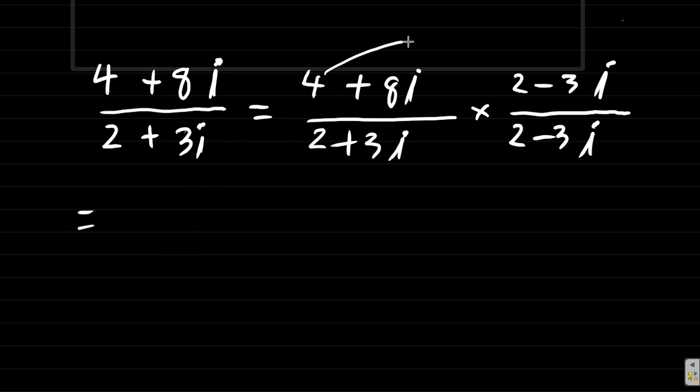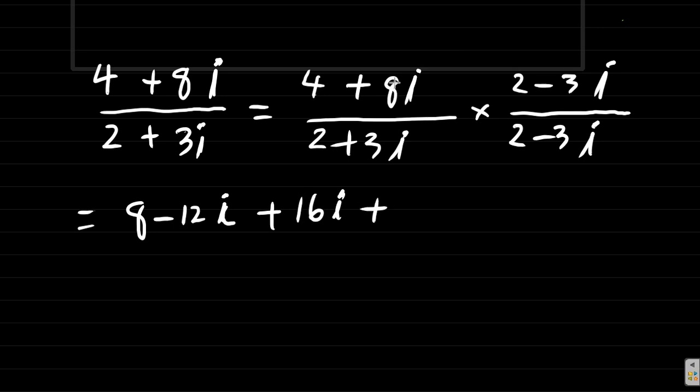So up top, 4 times 2, that's 8. 4 times -3i, 4 3s, that's minus 12i. Then you have plus 8i times 2, 8 2s are 16, so you have 16i, plus 8i times -3i, that's negative 8 3s, 24 i squared. Alright? i times i gives you the i squared.